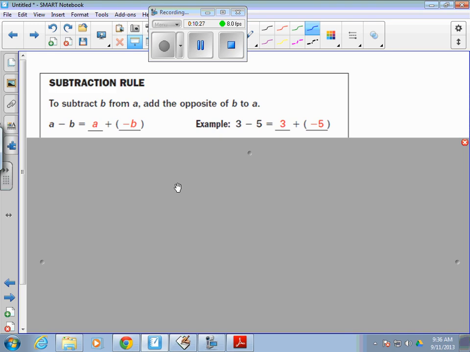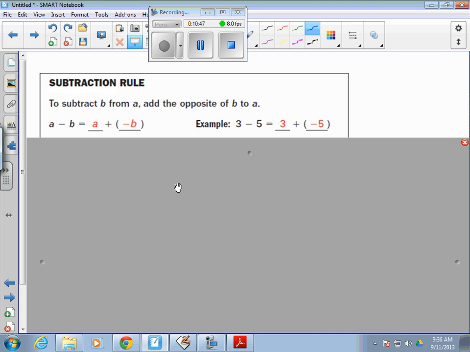The subtraction rule says to subtract B from A, add the opposite of B to A. The only reason we're using this thing called the subtraction rule is so that we can follow the same rules that you use for addition. So instead of A minus B, it's A plus a negative B. So you're changing subtraction into addition.